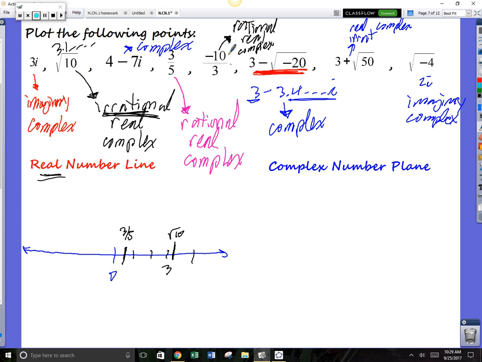Okay, do this on your calculator. What's negative 10/3? Where does negative 10/3 live? Negative 3 1/3. So go 1, 2, 3. So in between a negative 3 and a negative 4 lives negative 10/3.